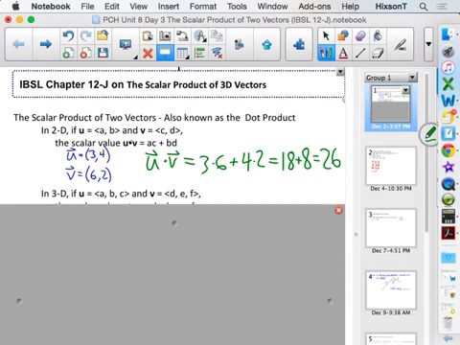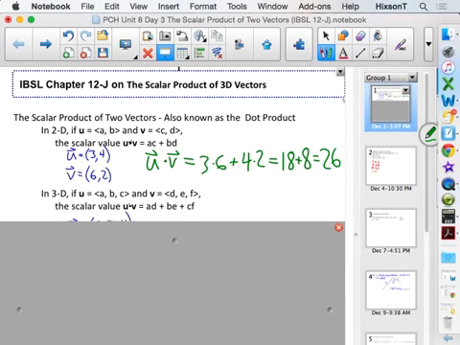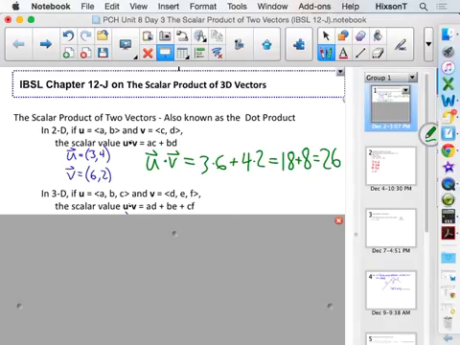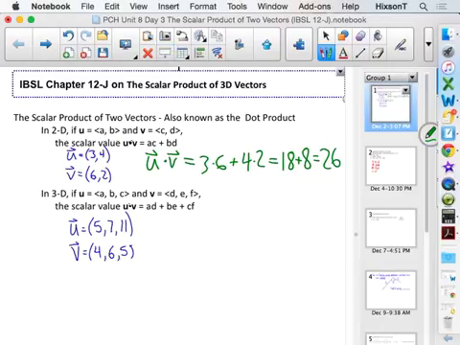Now, in 3 dimensions, what do you think we do? What do you mean by the same thing? Very good. Okay, good, Hunter. AD plus BE plus CF. That's all there is to it, okay? So it is the same thing. You're going to multiply the corresponding components and then add all 3 of those values together. And again, you'll get a scalar for your answer, okay?